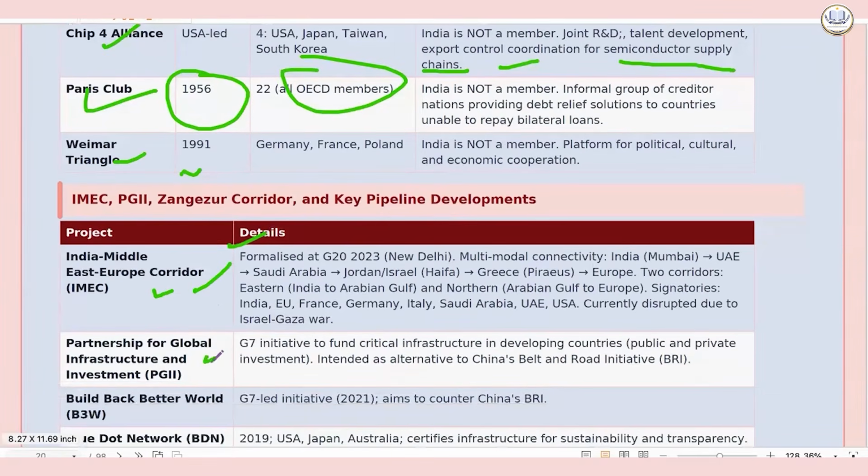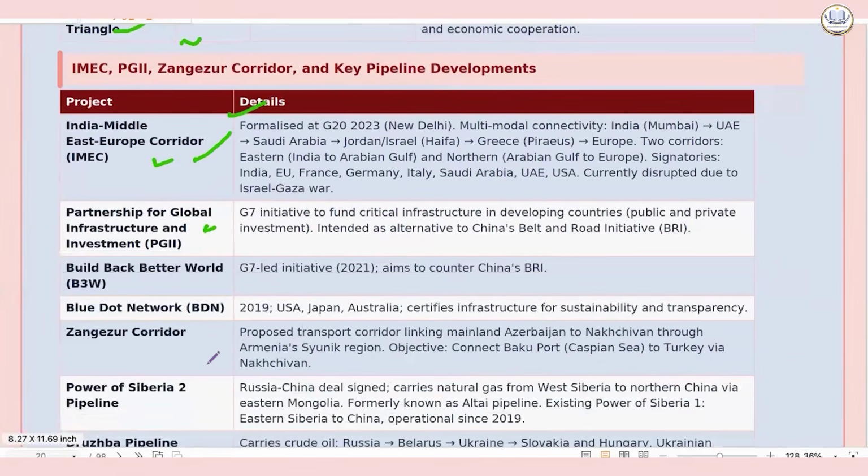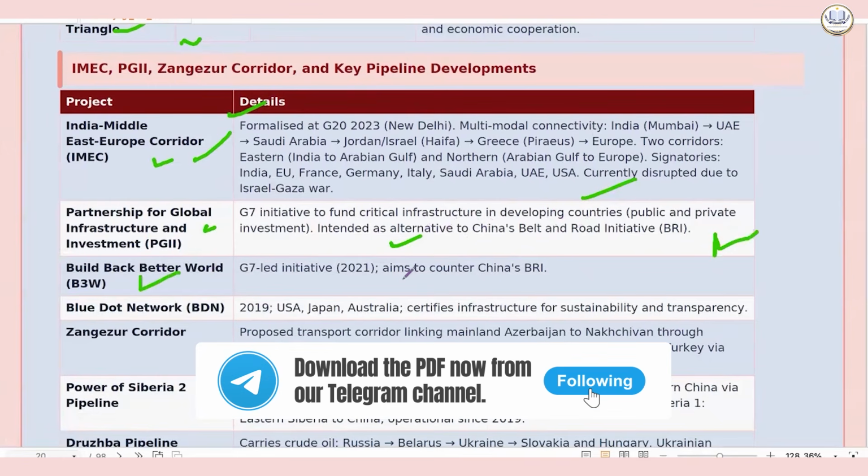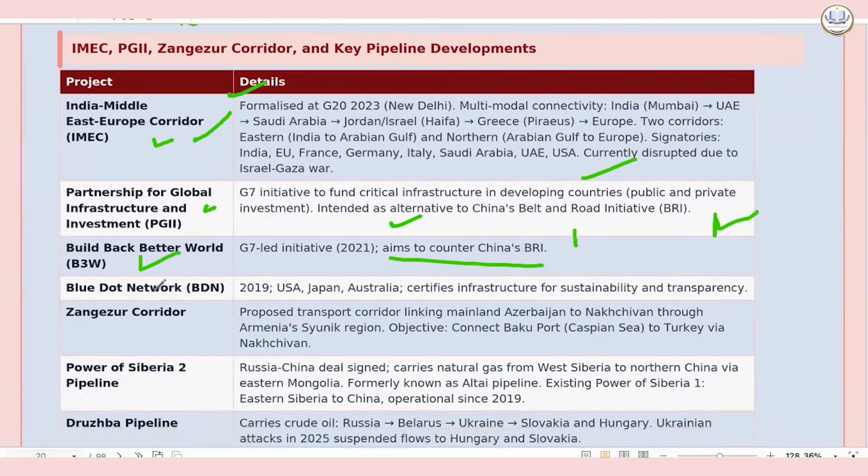Then we have the Partnership for Global Infrastructure and Investment. This is a G7 initiative to fund critical infrastructure in developing countries, with public and private investment, intended as an alternative to the BRI of China. Build Back Better, though, we read. It aims to counter China's BRI. Blue Dot Network also we read.